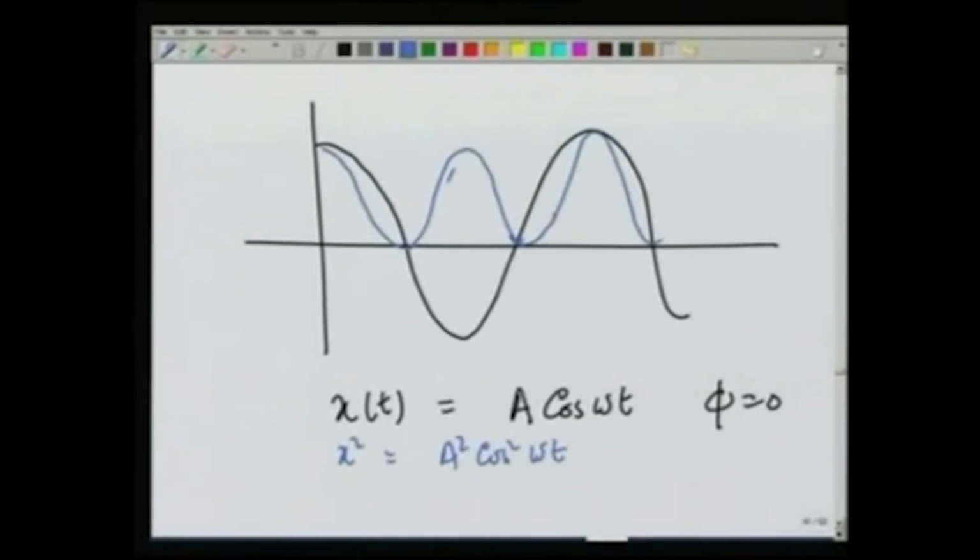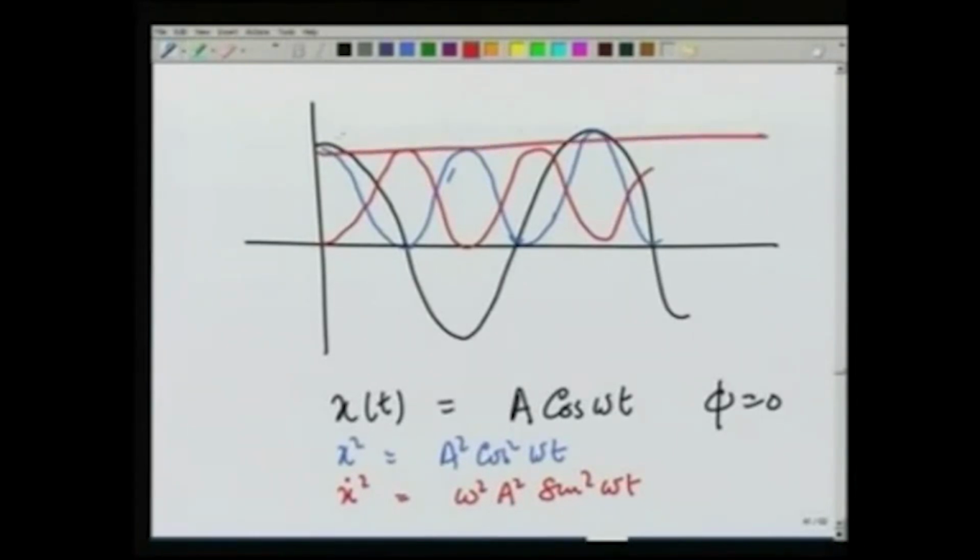The square of a quantity less than 1 is less than 1. Similarly, x dot, let me show this with red, the square would look like omega square a square sine square omega t. So that curve would look something like this. And when I add the two up, the sum would be a constant. Let me show it with red and blue together, and that's the total energy, half k a square.